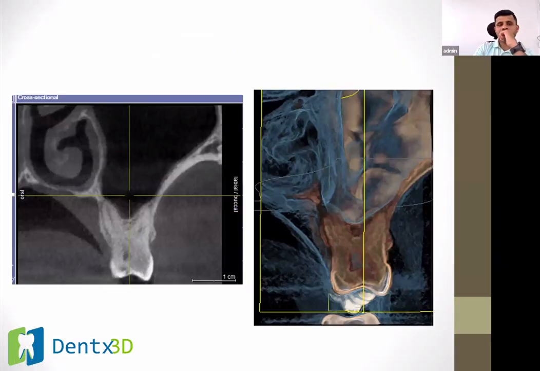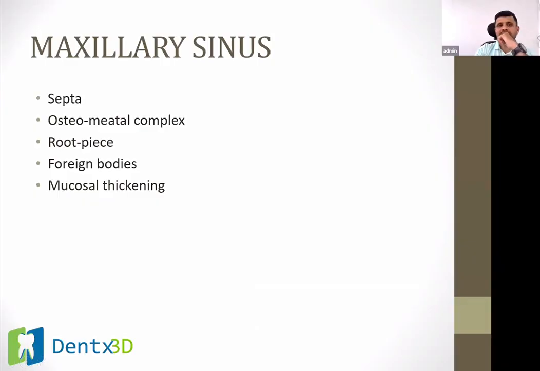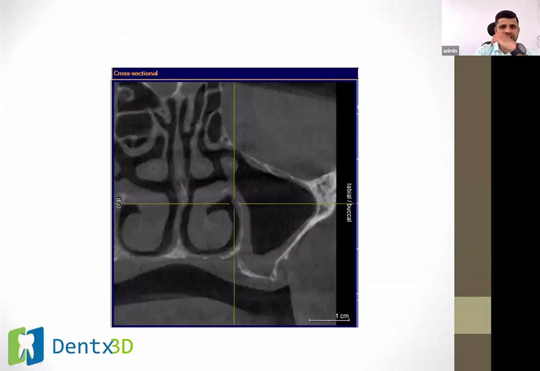Right? So this is again the maxillary sinus, and it is dipping between the teeth. Now the sinus itself has many very complex structures.